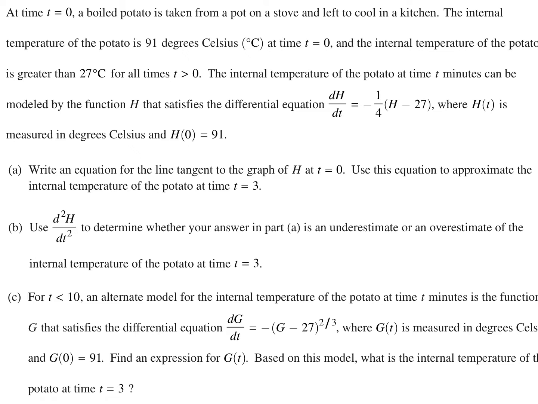At time t equals 0, a boiled potato is taken from a pot on a stove and left to cool in a kitchen. The internal temperature of the potato is 91 degrees Celsius at time t equals 0, and the internal temperature of the potato is greater than 27 degrees Celsius for all times t greater than 0. So that just means that probably the room temperature is 27 degrees. The internal temperature of the potato at time t minutes can be modeled by the function h that satisfies the differential equation dh/dt equals negative 1/4 (h minus 27), where h of t is measured in degrees Celsius and h of 0 is 91.